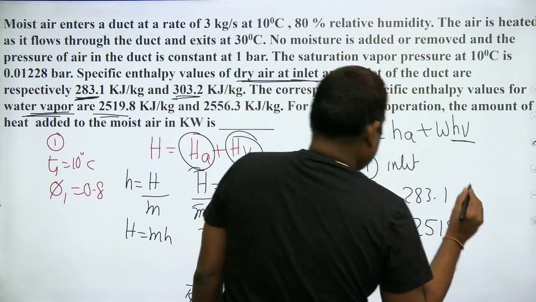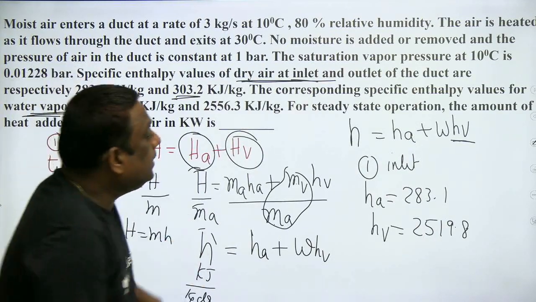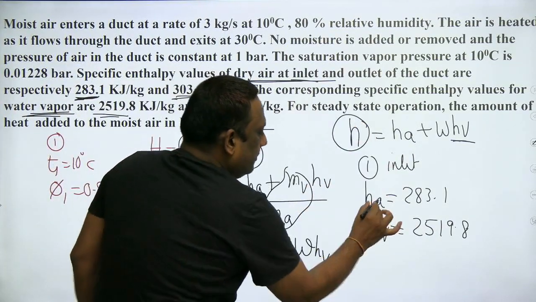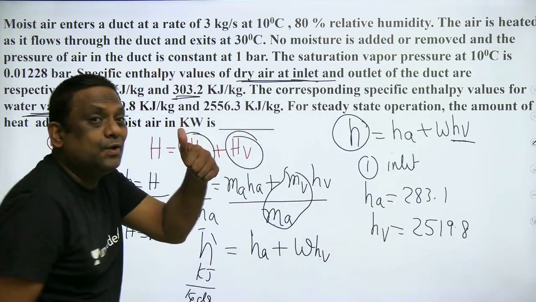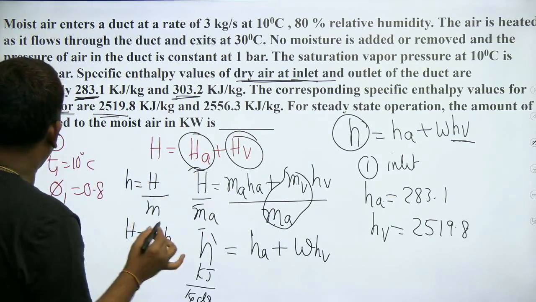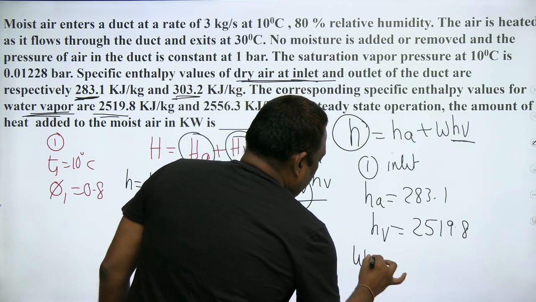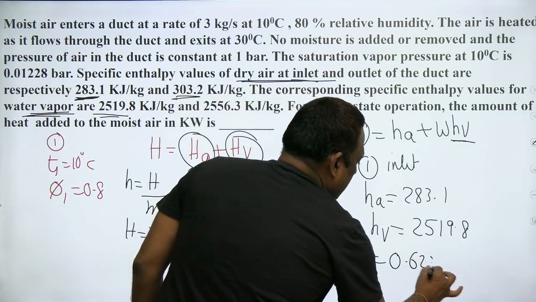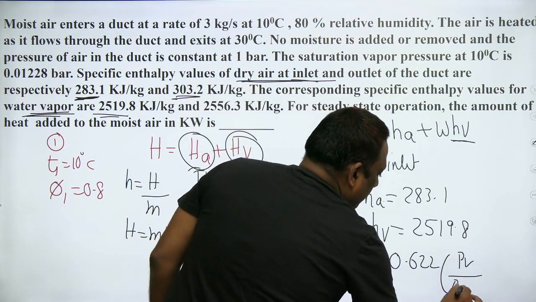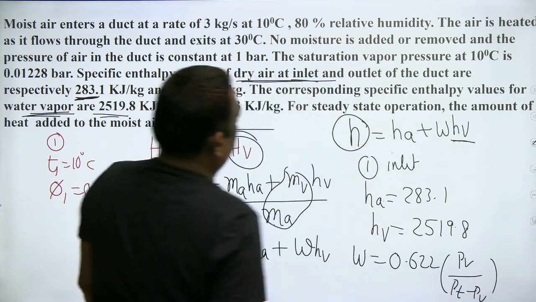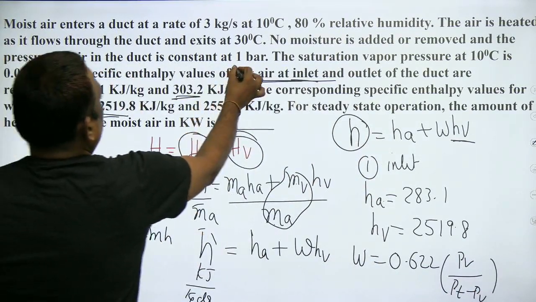2519.8. Very good. So I want the enthalpy at 1. It will be HA plus omega, but I need omega. How do I calculate omega? Very simple, my dear students. Omega is equal to 0.622 PV by P total minus PV. Awesome. And the total pressure is constant.